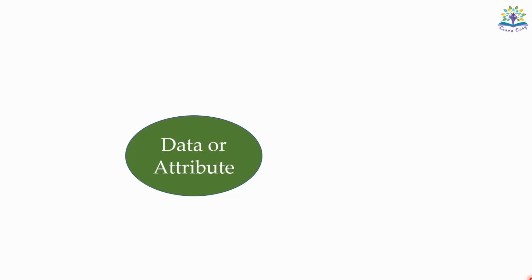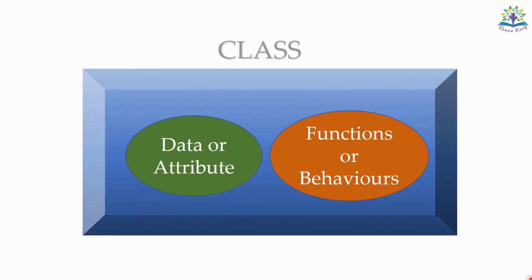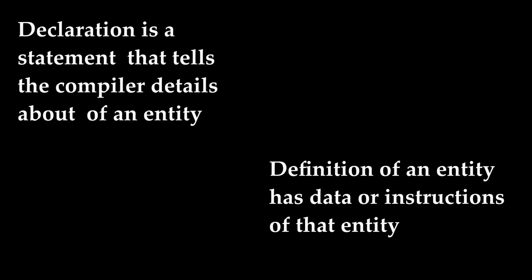The next line in the code is declaration for a class. From our previous video, we know that class is an entity that binds data and functions together. In order to use a class in the program, we have to first declare and define it. Declaration of an entity is a statement that tells the compiler about the entity, its type, name, accessibility, etc. And definition of an entity has the actual data or set of instructions contained by it. Unlike other programming languages, in Java, both declaration and definition can be done together.